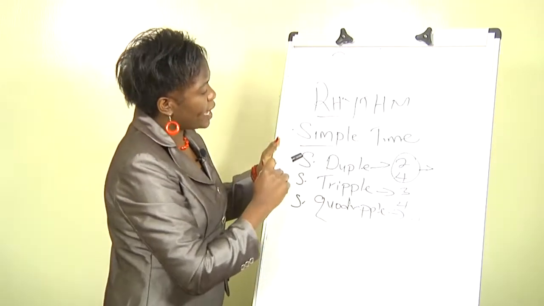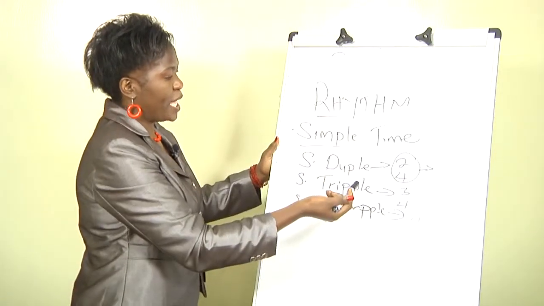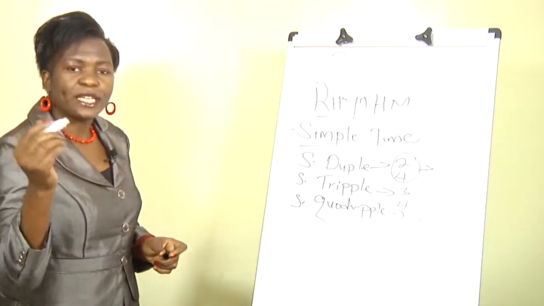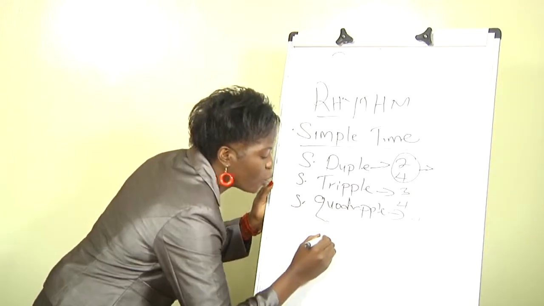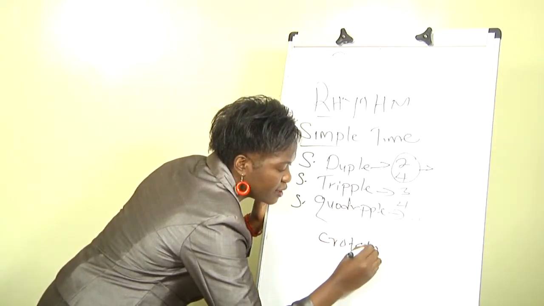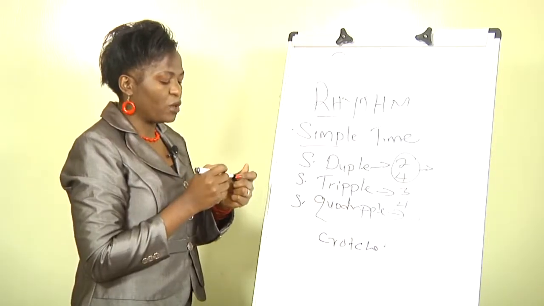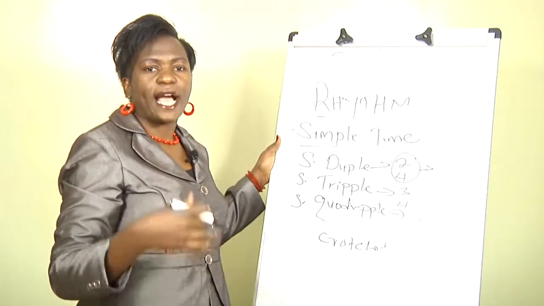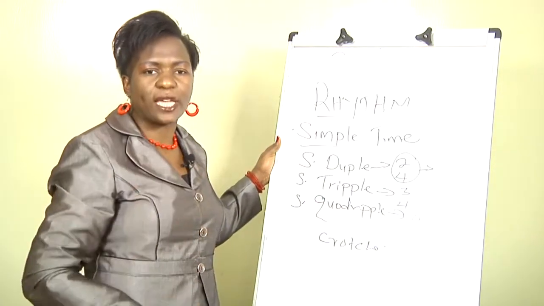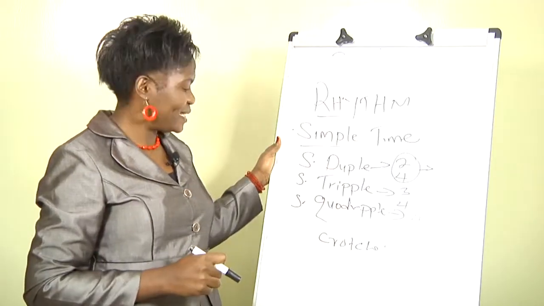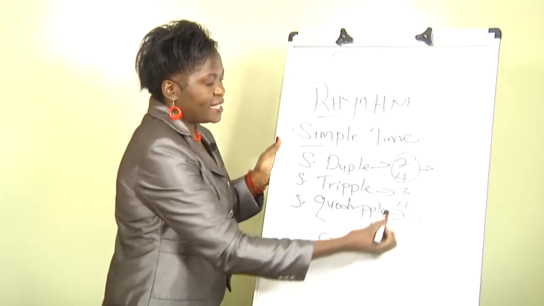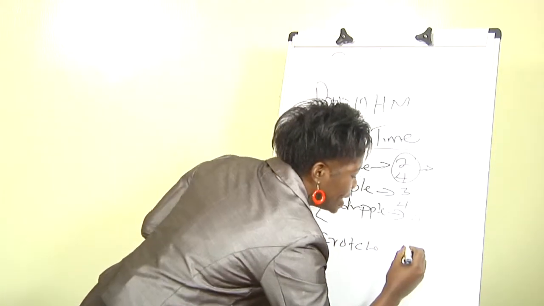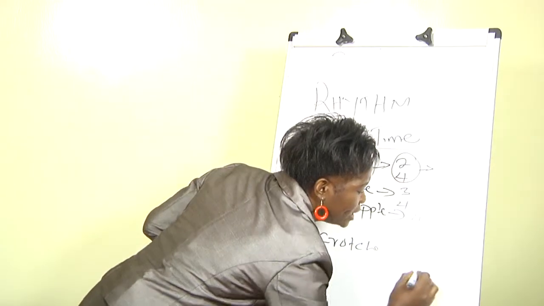Now, when we are talking about simple time and we have a figure like 2/4, in this case, the basic beat will always relate to the crotchet. The basic beat will always relate to the crotchet. And we said the crotchet can be related to just the normal walking speed or walking pace. If we say simple time, we have the basic beat as the crotchet. That is the basic beat.